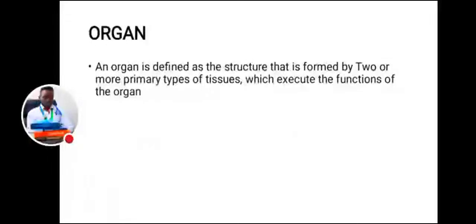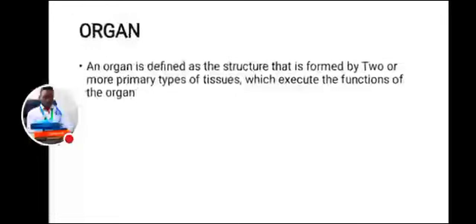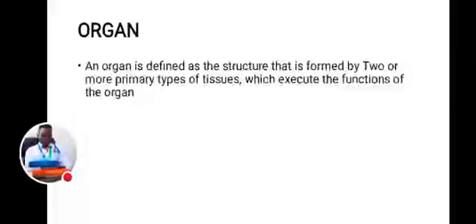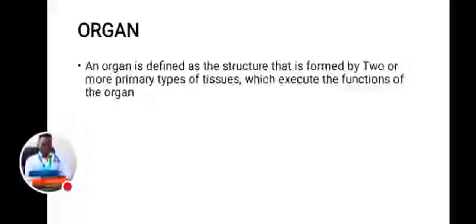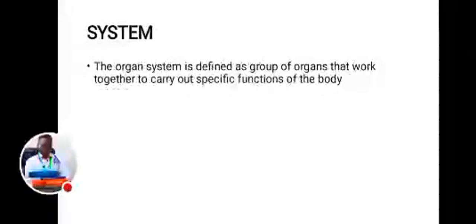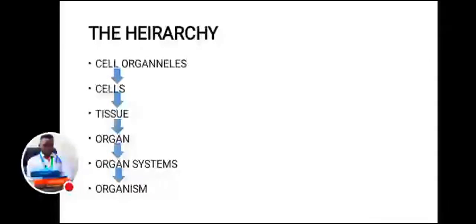A group of tissues working together, performing similar function, form what we call an organ. An organ is defined as a structure formed by 2 or more primary types of tissue which execute the function of the organ. Then a group of organs working together, performing similar function, form what we call a system. The organ system is defined as a group of organs that work together and carry out a specific function for the body. This is the hierarchy of cells to organisms.